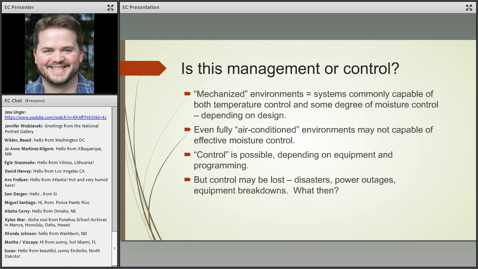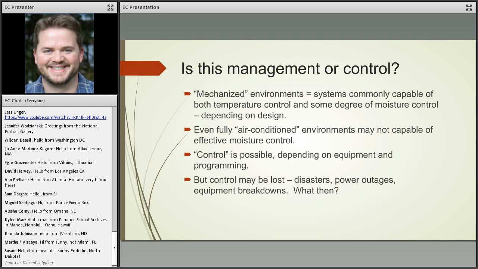So we're talking about moisture control in this aspect and what specific equipment or what specific designs it requires in order to have that ability to either remove moisture from the system or, for dry environments or cold environments, to add some moisture into the system. So this is a world where control is possible. It really does depend, though, on the equipment and the controls programming that we have.